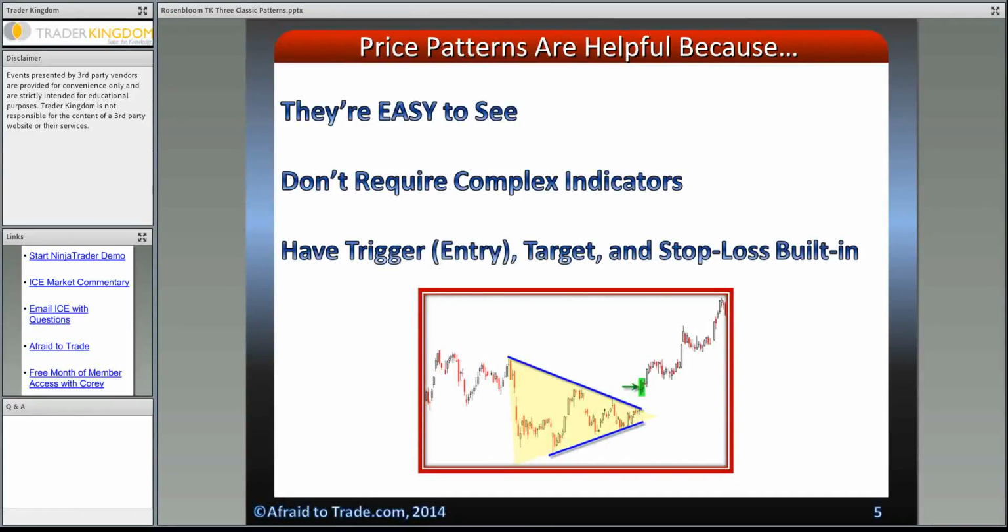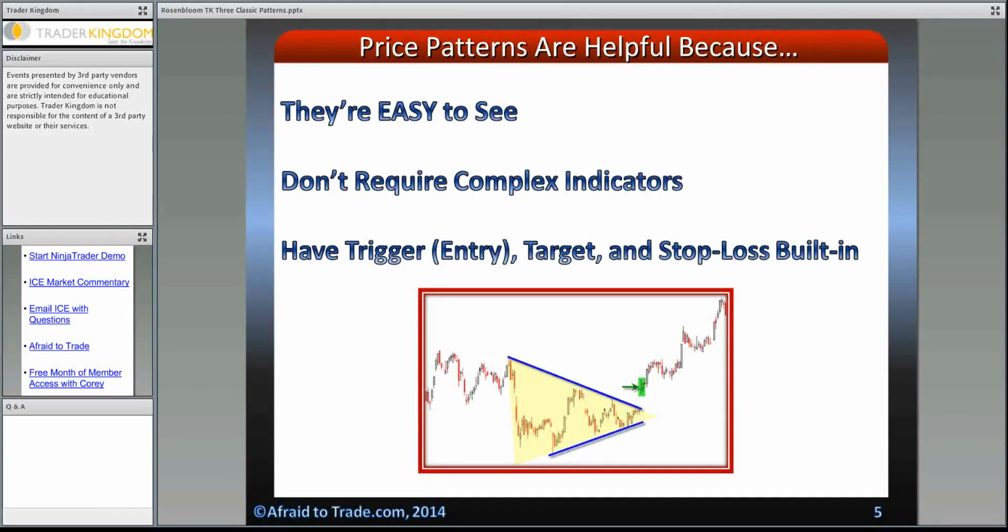So let's go ahead. Why are price patterns useful or helpful? Why do we care? In this grand arena of quantitative analysis and algorithms and any indicator you can imagine with NinjaTrader or any other charting platform, there are hundreds if not thousands of indicators. Why do we look at price patterns? Well, we'll study that in the course of the presentation.